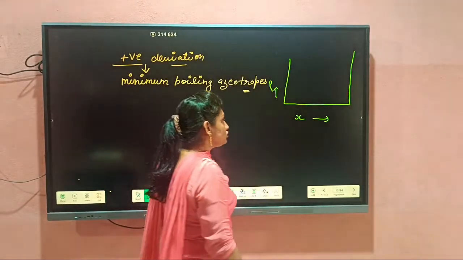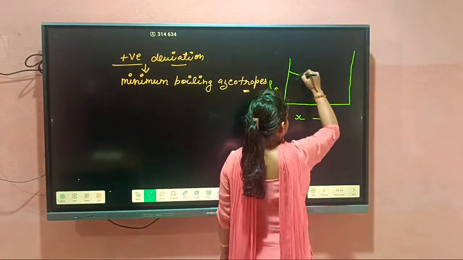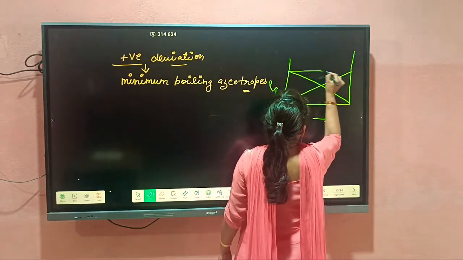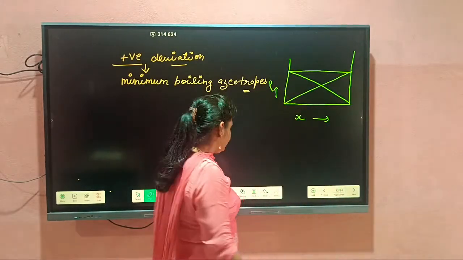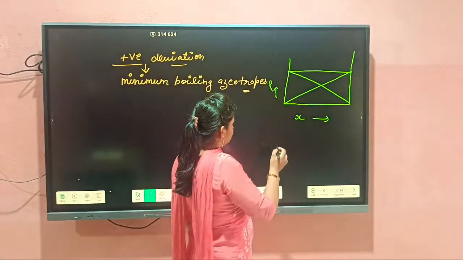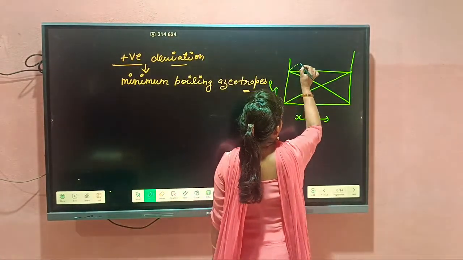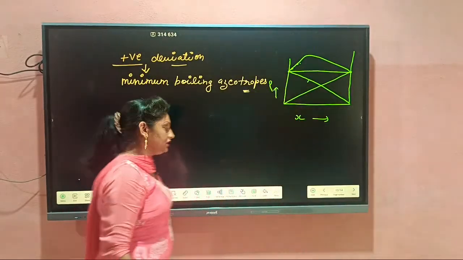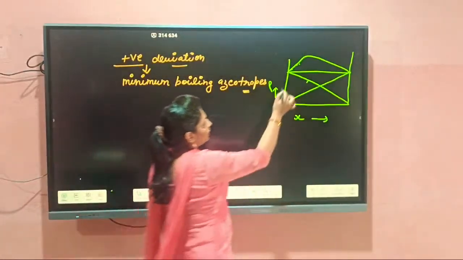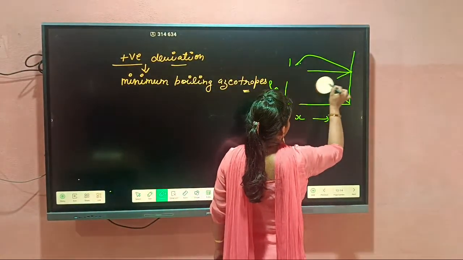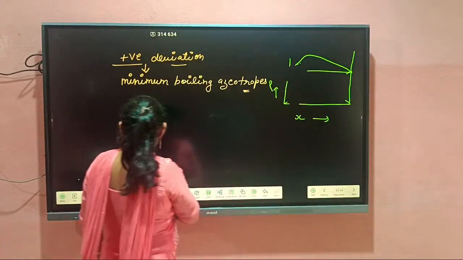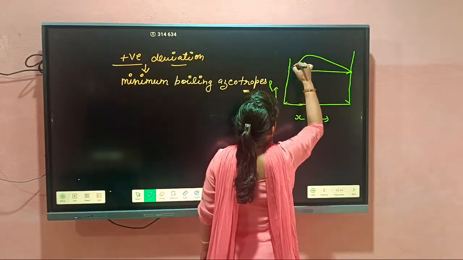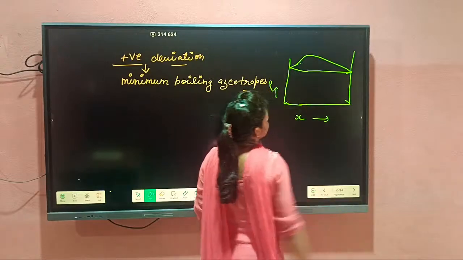Okay. So in case of Raoult's law, we get this type of graph. But students, in case of the positively deviated solutions, we get the graph in this way. It is positively deviated.